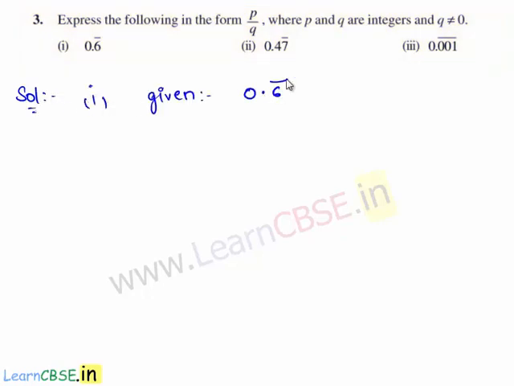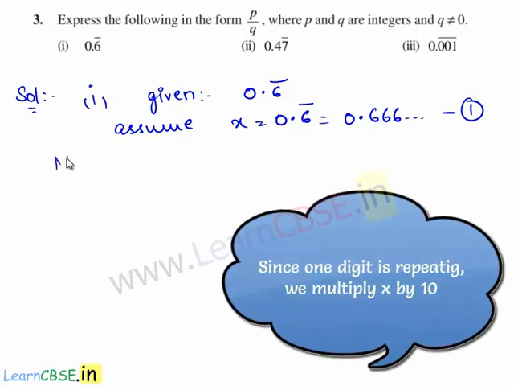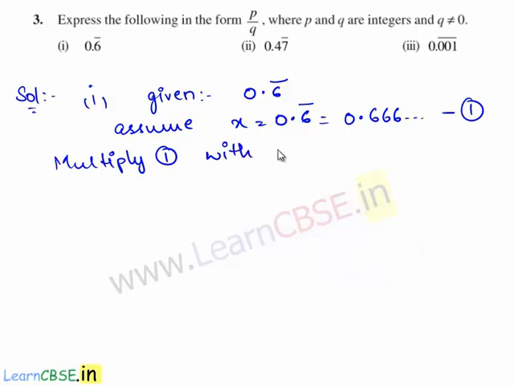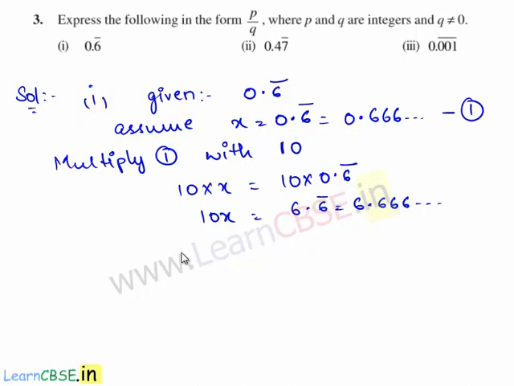0.6 bar. Let us assume x is equal to 0.6 bar, which is 0.666 and so on. Let this be equation 1. Since in the given decimal expansion one digit is repeating, we multiply equation 1 with 1 followed by 1 zero. This is 10 times x is equal to 10 times 0.6 bar. This gives 10x is equal to 6.6 bar, which is 6.666 and so on.